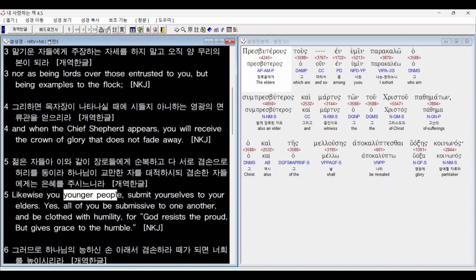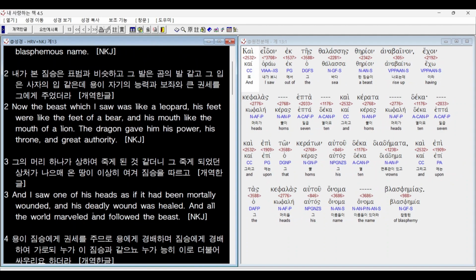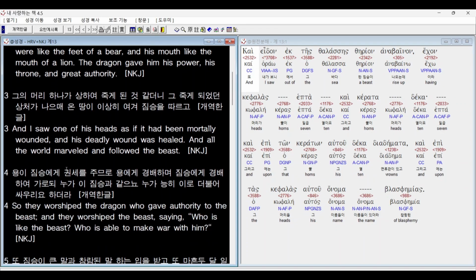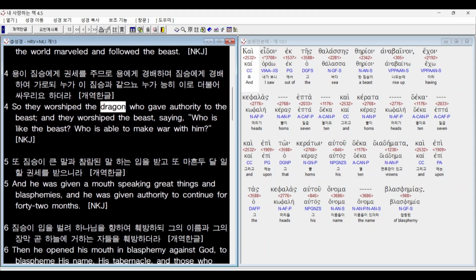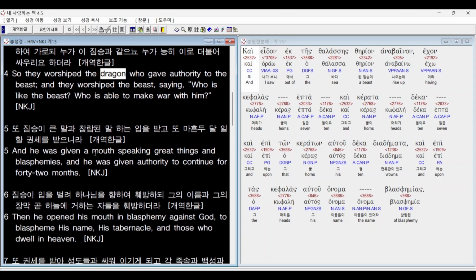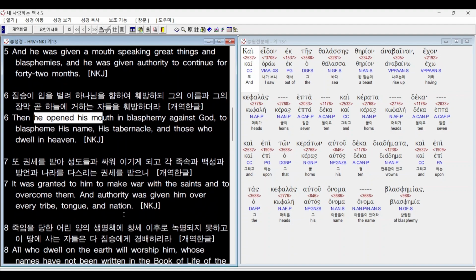So go back to the book of Revelation chapter 13. He received the authority from the dragon. And then his mouth is speaking, right? And then he opened his mouth. Unclean spirit, right? And then liar.